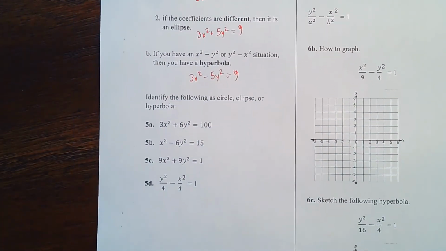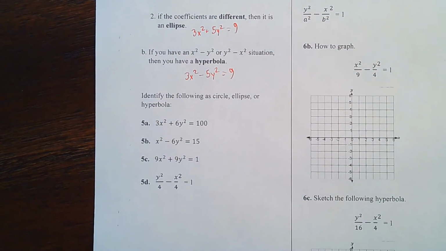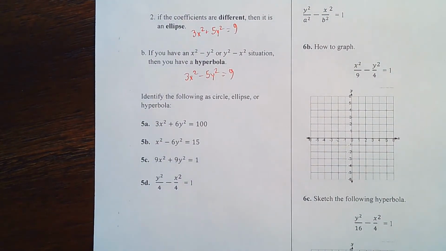Let's have you take a look at 5a, 5b, 5c, 5d, and just quickly write in a little identification. What conic section will be represented in each of these equations? Go ahead and pause the video.